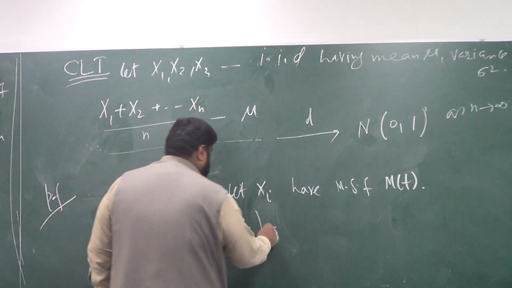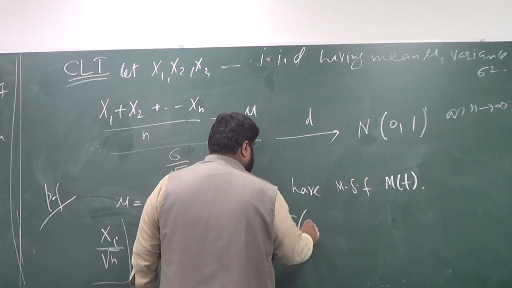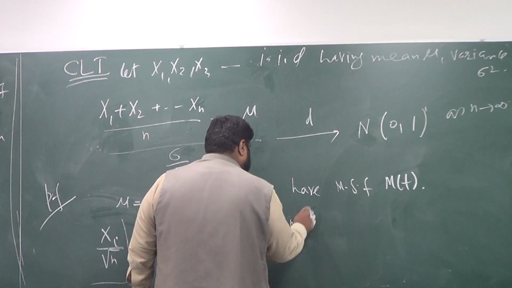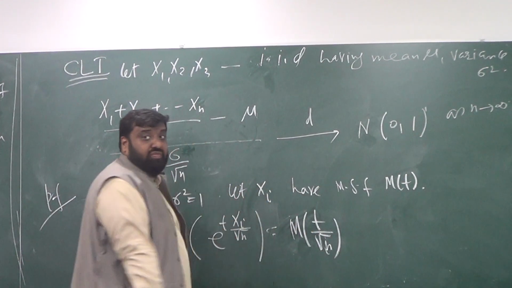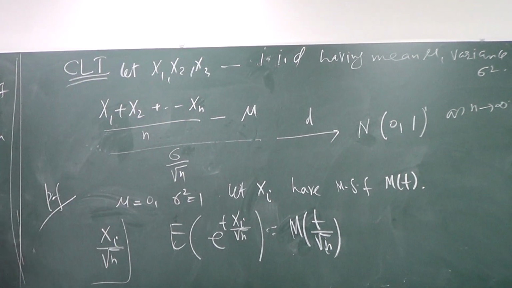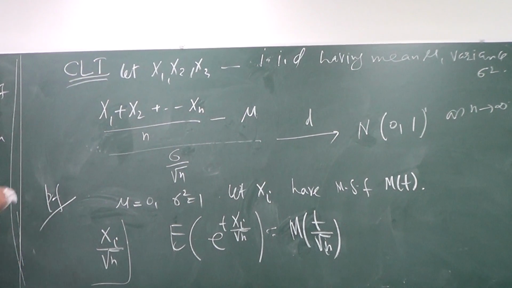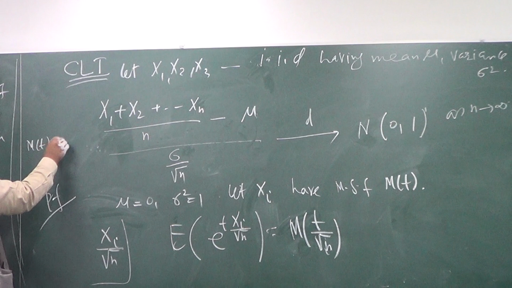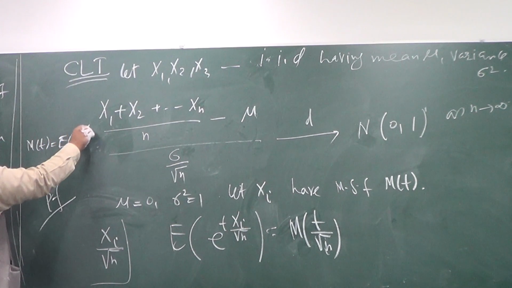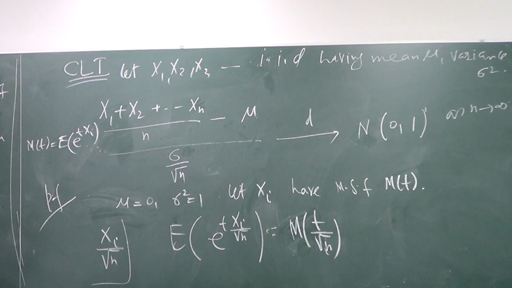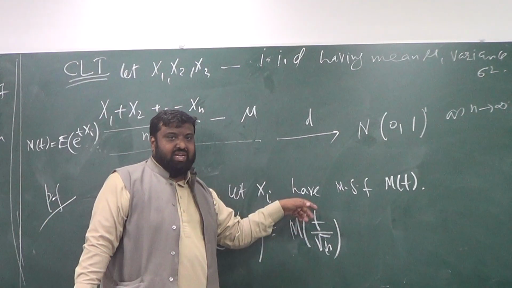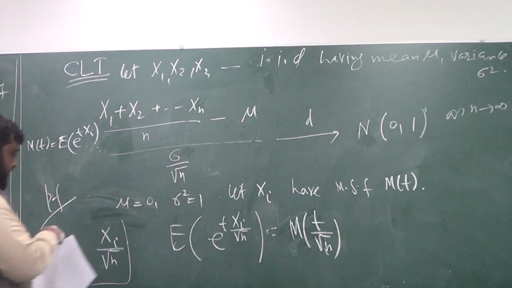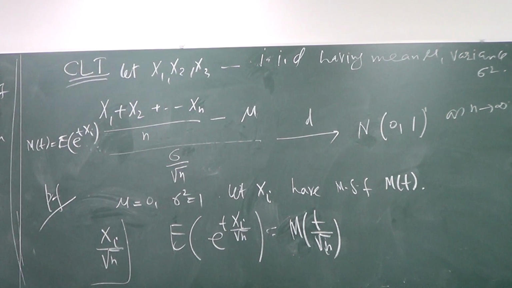Isn't that the same as saying this is equal to the moment generating function evaluated at t over square root of n? In other words, take the moment generating function of xi and evaluate it at t over square root of n. Why would this be the case? Because the moment generating function of t is the expectation of e to the t xi. So if you have t over square root of n, you evaluate m at t over square root of n. Is it making sense?